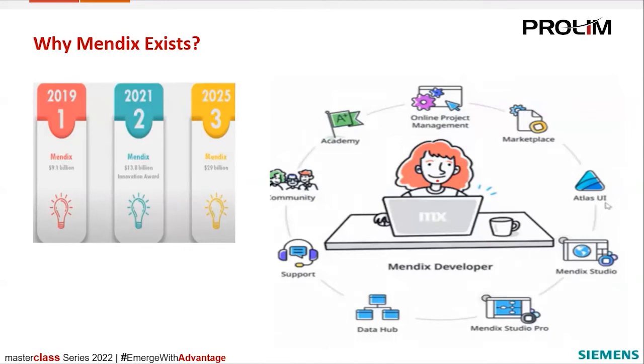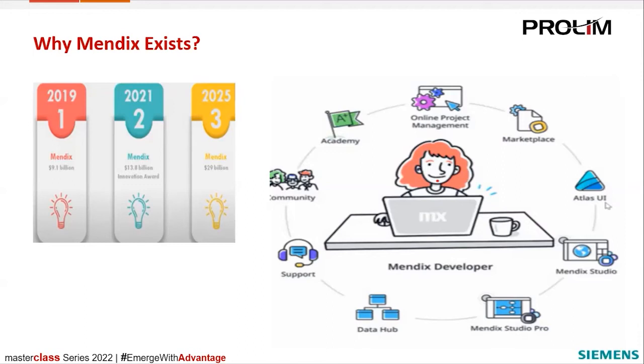Mendix is a technology that gives us small applications and very big applications in very little time. If you go for any other technology, for example, we can take Java, Python, and a lot of other technologies, and you go for them to build the application, it will take a lot of time, and it may also cost you very high when you compare with Mendix.